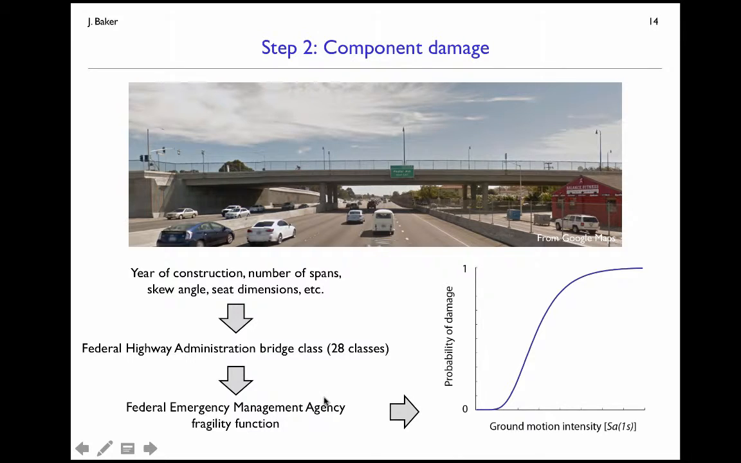That fragility function is going to indicate, for some degree of damage, the x-axis using the ground shaking intensity, the spectral acceleration at 1 second that we just discussed on the previous slide. And the y-axis is going to indicate the probability of damage. So as the ground shaking intensity increases, the probability of damage goes up, and this function will be unique to each of those 28 bridge classes, so some bridges will have a higher probability of damage than others at the same level of ground shaking intensity.